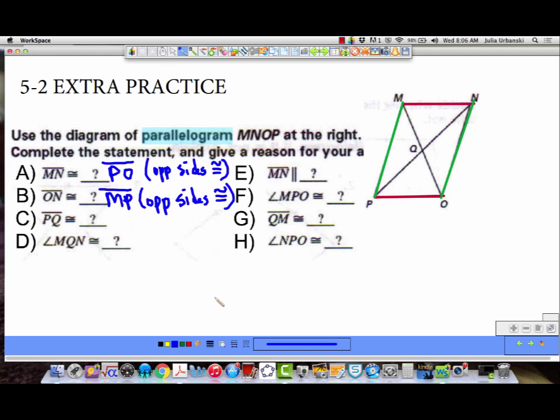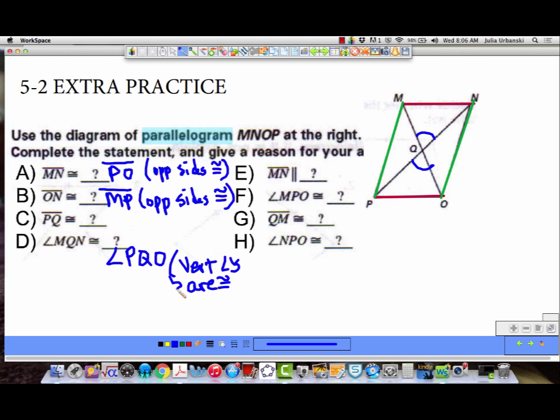All right, let me do some of the ones with angles for you. Angle MQN. This angle right here, angle MQN, is congruent to what angle? PQO. Excellent. And that's from an old reason. Does anybody remember the name of that reason? Excellent. Vertical angles are congruent. So it uses old rules.